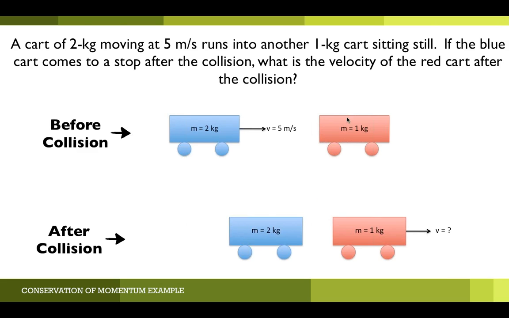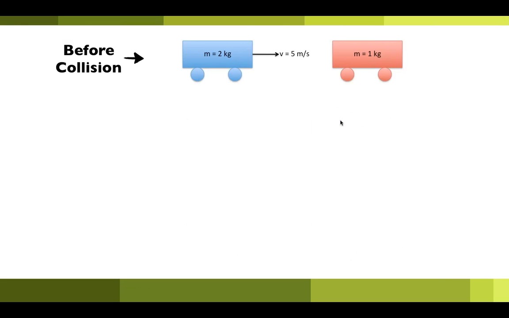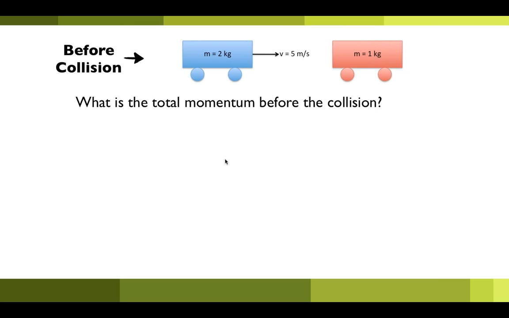Okay, so how we do all these collision problems is to start off by looking at before the collision. So we're going to focus only on before the collision. So they haven't hit yet. So before the collision, we can look and find out what the total momentum is. That's what we're really looking for, because if we know what the momentum is before they collide, we'll know what the momentum has to be after they collide.